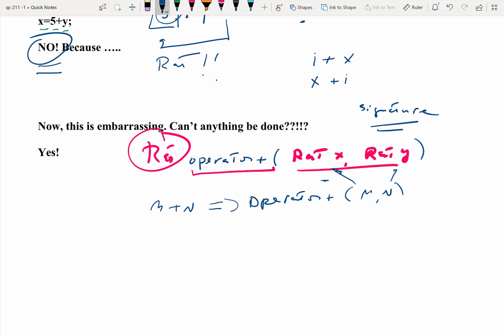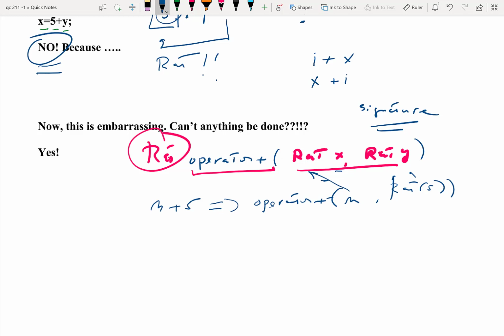Now, how about if it's m plus 5, where m is a rat? Will that work? Well, yeah, because that's going to be operator plus of m, which is a rat, and 5. That's okay because the 5 is going to go here, and we saw that the compiler, wanting to be helpful, is going to translate the 5 into rat of 5, and rat of 5 is in fact a rat. So that will work too.